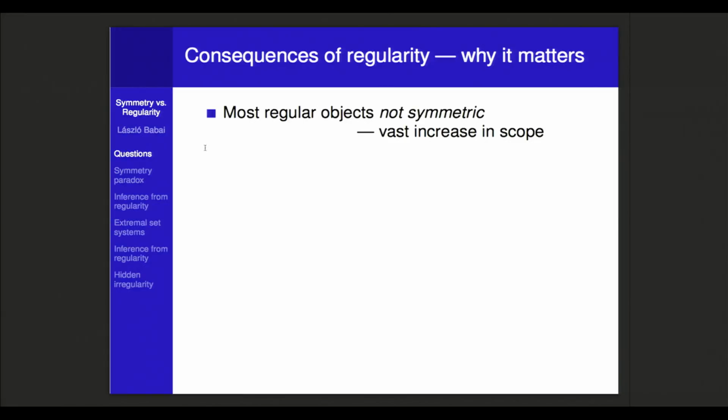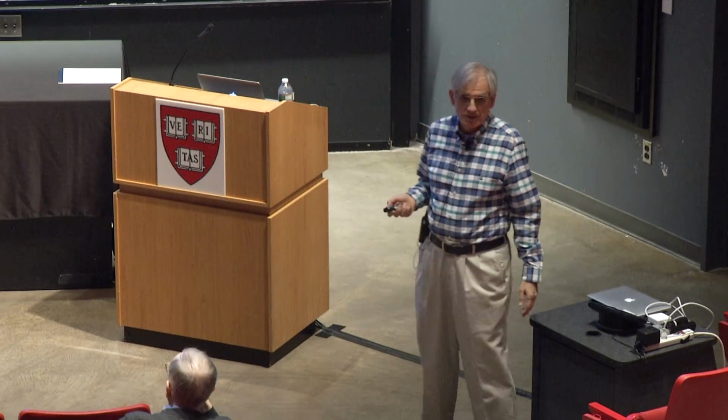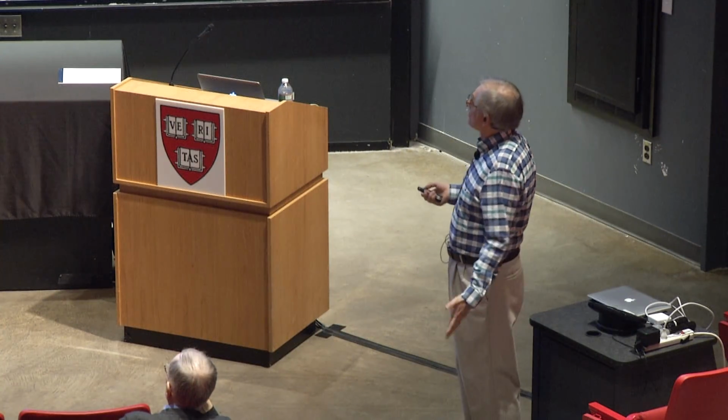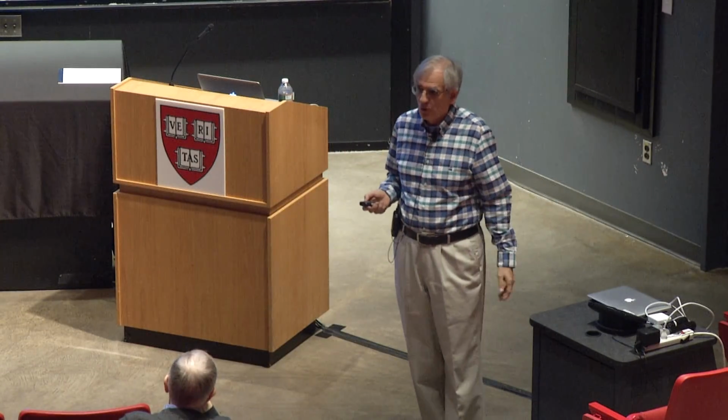Okay, so now, why are we looking into these questions? Well, first of all, most regular objects of the kinds that I'm going to define, that are being considered in combinatorics, especially in algebraic combinatorics, are not symmetric. So this means a vast increase in the scope of the results.